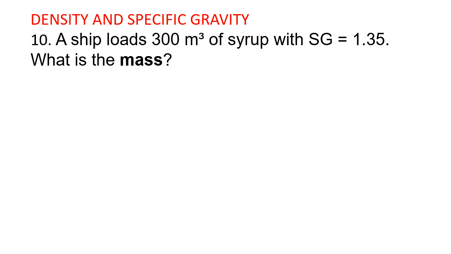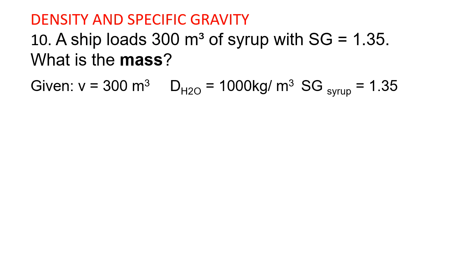And for the last problem, a ship loads 300 cubic meters of syrup with a specific gravity of 1.35. What is the mass? Again, pause this video if you want to practice. Now for the solution, we are given that the volume is 300 cubic meters, the density of water is 1,000 kilograms per meter cube, and the specific gravity of the syrup is 1.35. Now we are asked of the mass of the syrup.